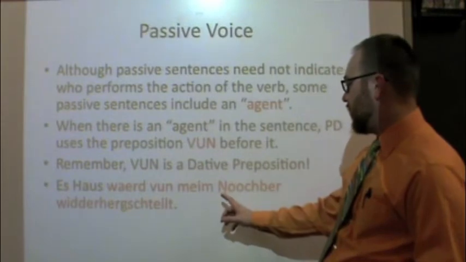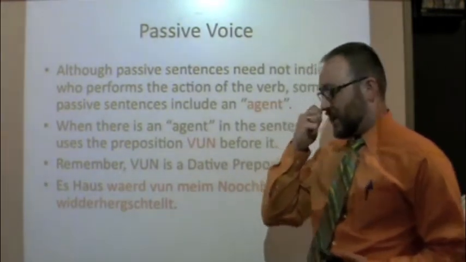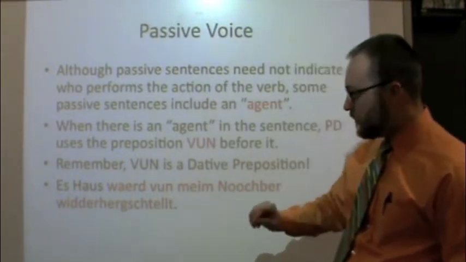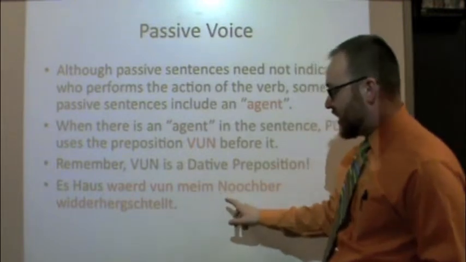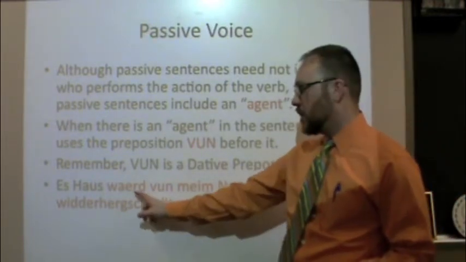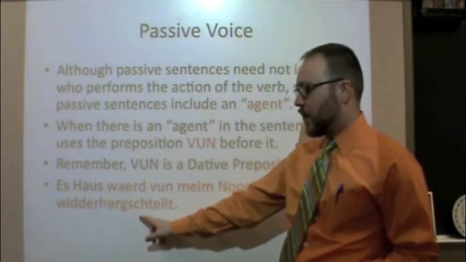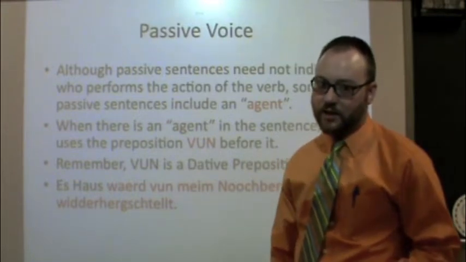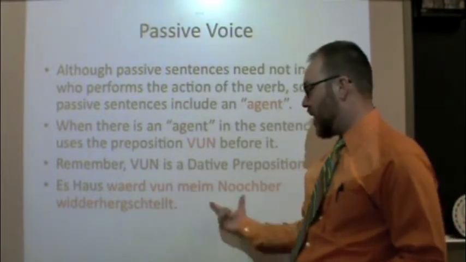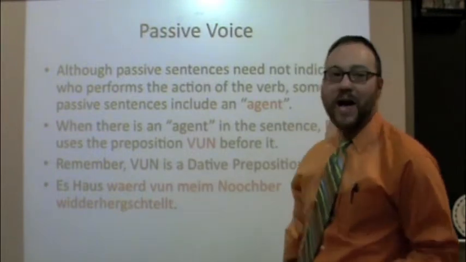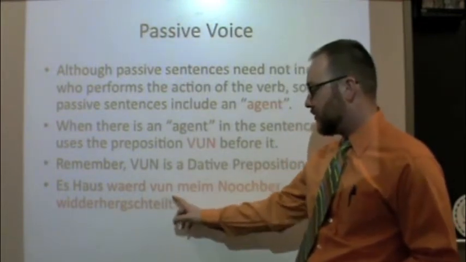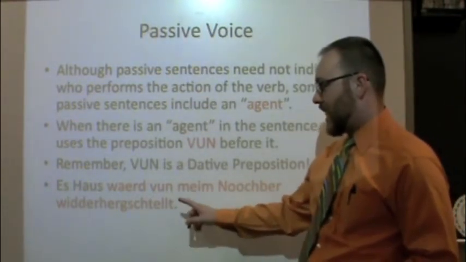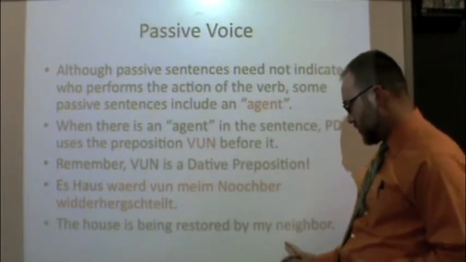Es Haus wird von meinem Nachbar wiederhergestellt. In this sentence we have an agent, my neighbor. Now, notice that when we add an agent, it's going to come between our form of wäre and our past participle. We know from previous videos the past participle always has to be at the end. So we got to keep it there. So our agent, in this case, von meinem Nachbar, has to come in between. We have our dative preposition von, that makes it Nachbar's masculine, and it's dative, so it has to be mine. The house is being restored by my neighbor.